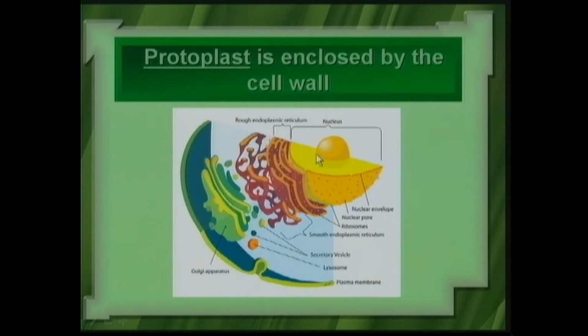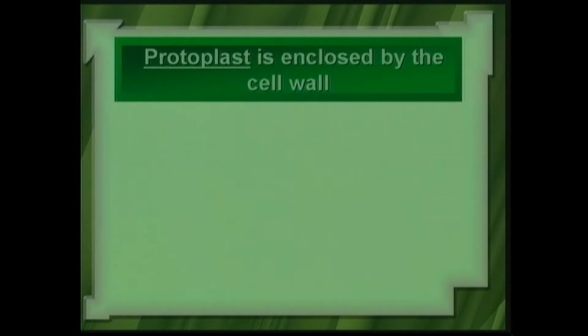So here we have the nucleus, here we have the rough ER, here we have the smooth ER, and here you have the Golgi body, or the Golgi apparatus, or the dictyosome. I know it's kind of confusing. You have all these different words for the same thing.